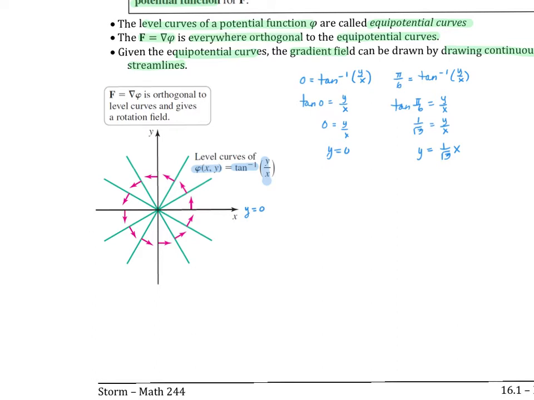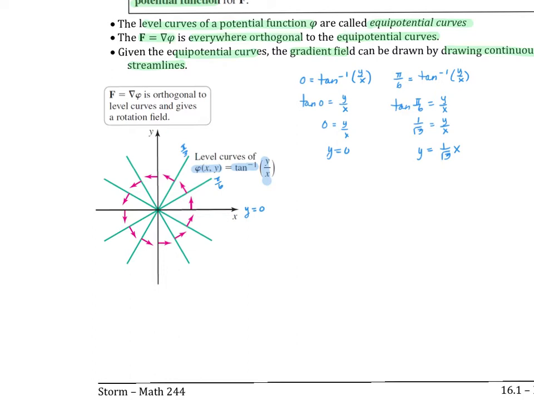And it would be this line here. And notice that I could do a pi over 3 and so on. And I get all these level curves of my potential function phi. So I have my level curves. Now it's clear to see, because these level curves are linear, that my gradient vector field has to be orthogonal.